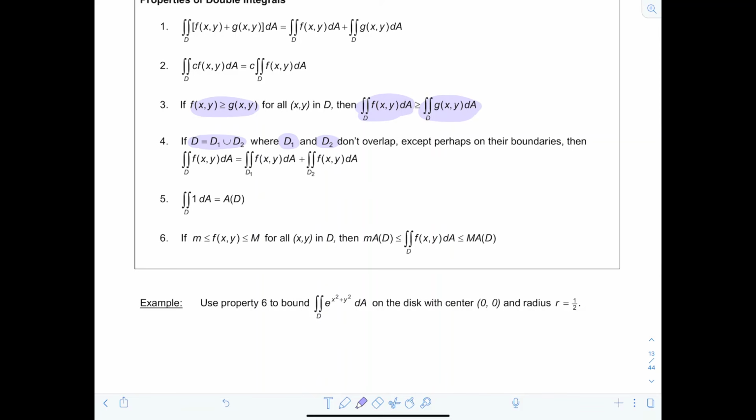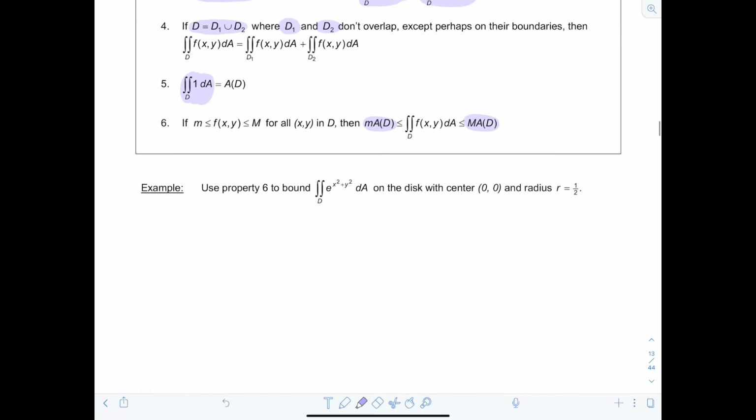And then if you evaluate a double integral of 1 times dA, instead of giving you a volume, it gives you an area. Or you could think of it as a very special solid where the volume is equal to the area because the height is 1, right? So cool. And then if you have some function bounded by lowercase m and uppercase M, then you can bound the value of its double integral over D by lowercase m times the area of D, and capital M times the area of D. And we are actually going to use that last property for the following example.